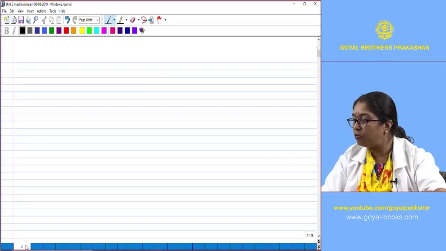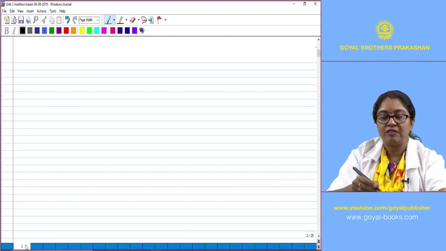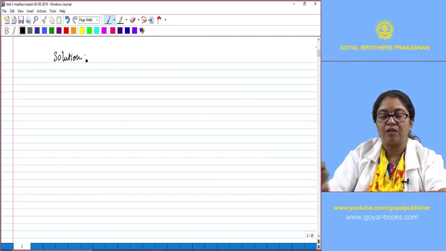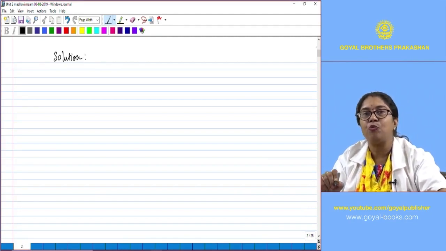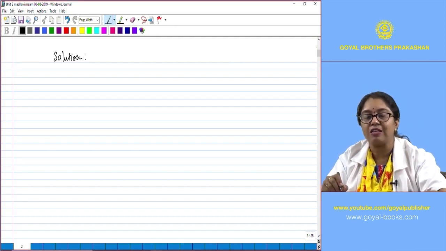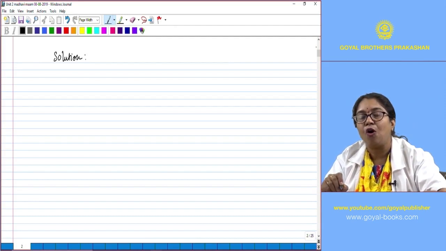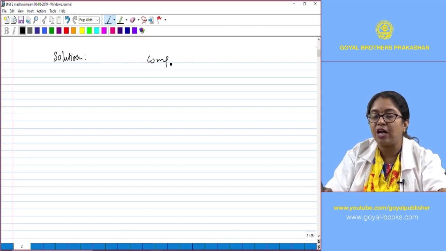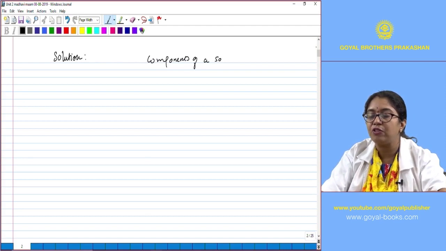Next, coming to what is a solution. So a solution is defined as a homogeneous mixture of two or more substances. Now there are two basic components of a solution. So what are the two major components of a solution?